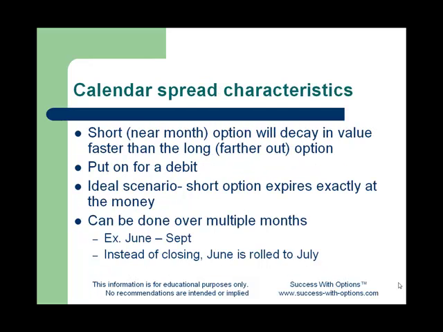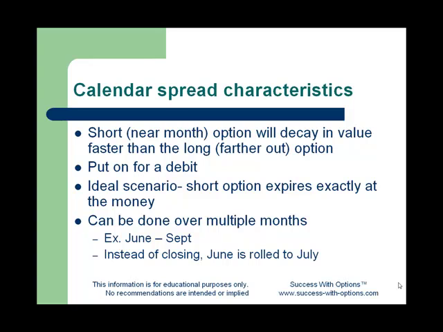Because the short strike is usually sold in the current month and the long strike is bought further out in time, the short front month option will decay in value more quickly than the long farther out month option, which is how the spread makes money. Because the long strike is bought at a farther out month than the short strike, the long strike will cost more to purchase than what I can make from selling the short strike. Therefore, the spread will be put on for a debit.